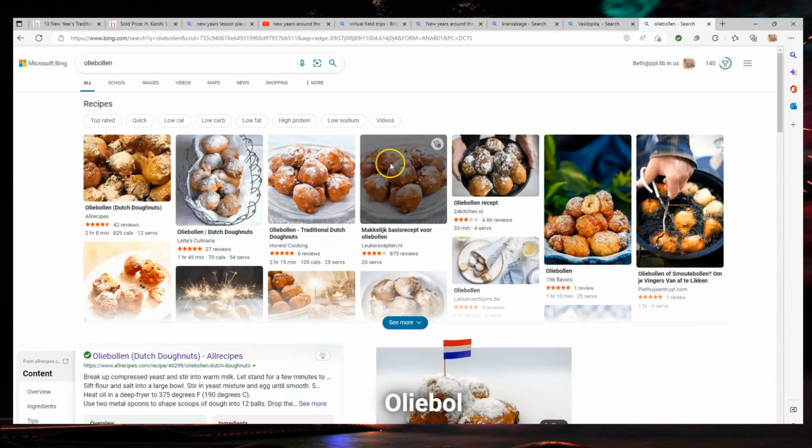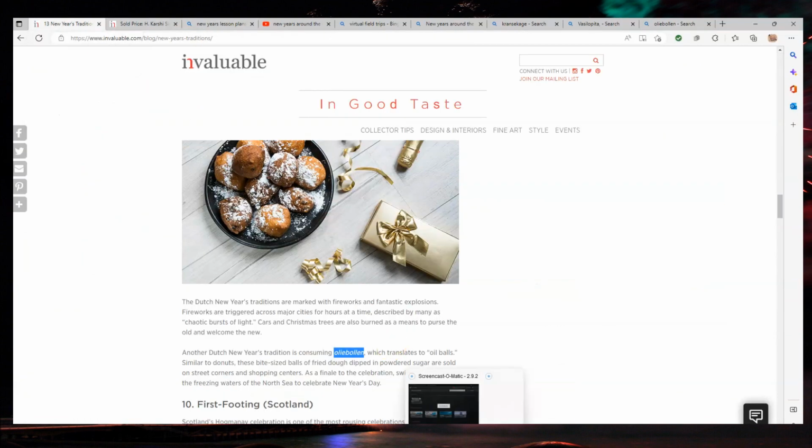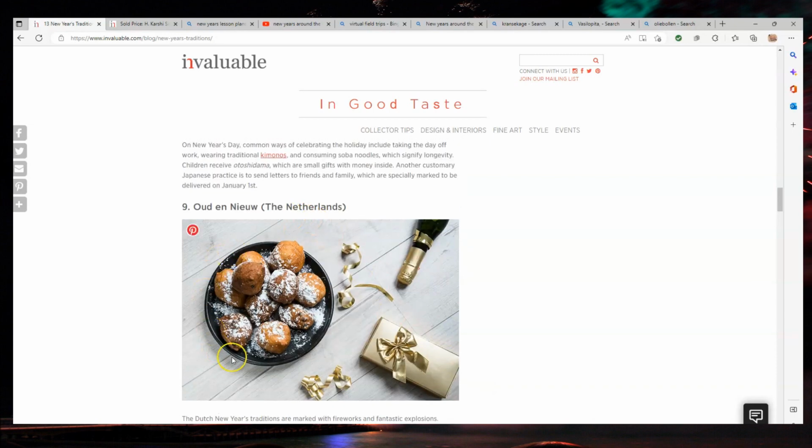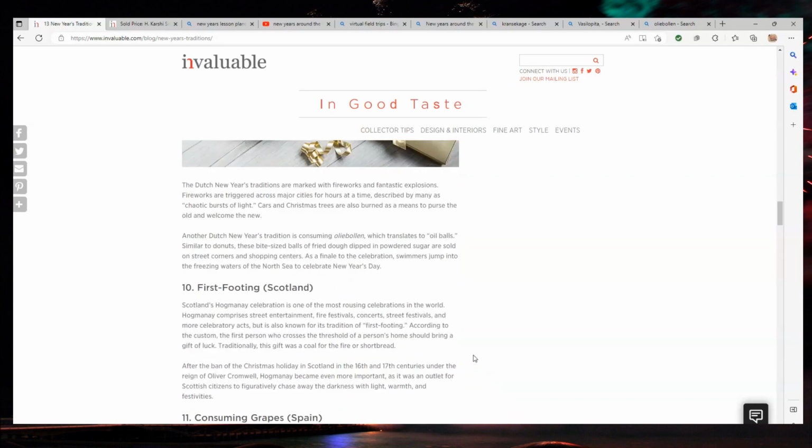Oil beads. And those look yummy. Oh, oil balls, sorry. Similar to donuts. Of course they are. These bite-sized balls of fried dough dipped in powdered sugar are sold on street corners and shopping centers. As a finale to the celebration, swimmers jump into the freezing waters of the North Sea to celebrate New Year's. Doesn't that just look divine? Definitely makes me want to try some.